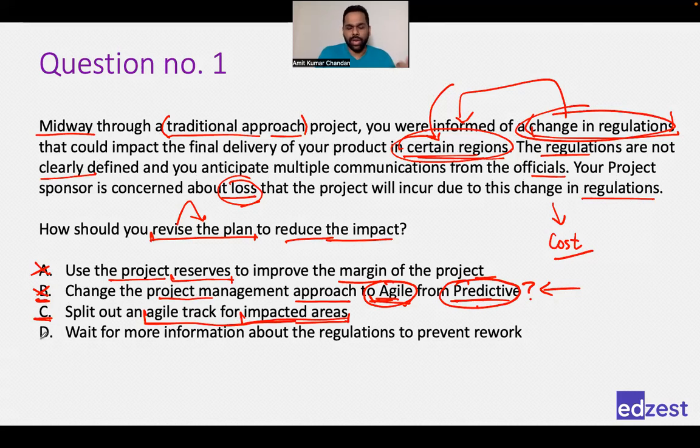Right? Now let's look at D. Wait for more information about the regulations to prevent rework. Okay, we don't know how much we will have to wait. Right? So this is a decision that you are taking without much information. This is a decision that you are taking, C, with some information.